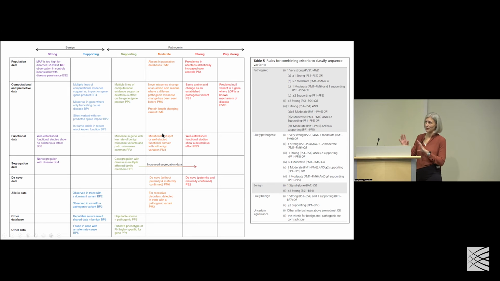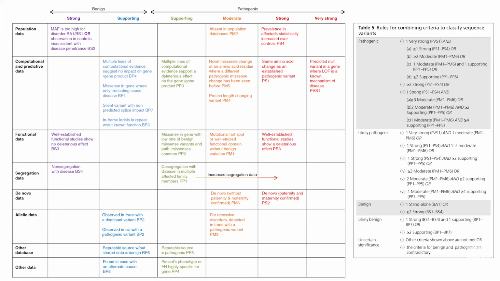To walk you through it, I don't expect you to be able to read all the text in these cells, but there are 2 major categories of evidence here, on the pathogenic side and on the benign side. In the columns, you will see that there are different strengths of evidence. On the pathogenic side, the strengths of evidence range from supporting, moderate, strong, and very strong. And on the benign side, we have strong and supporting evidence.